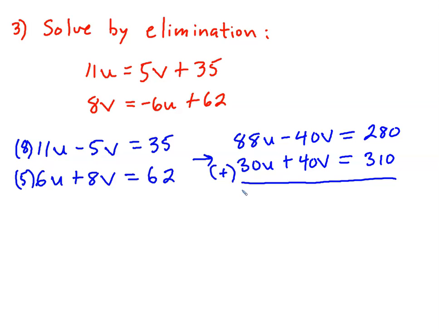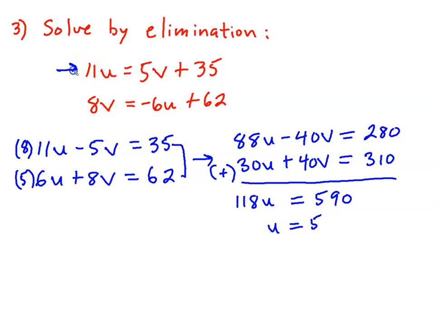So 88 plus 30 is 118u. The v's cancel, and 280 plus 310 is 590. And so now we just have to divide by 118, and we get our value for u is 5. Okay, well now we go back to either one of these, it doesn't matter which. You could even use these two that we set up, u and v, really doesn't matter. Replace u with 5 and then solve for v.